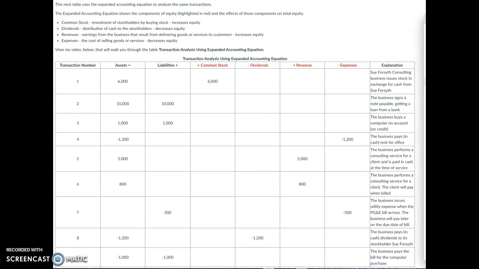Now let's break down what that means. Retained earnings is the profit earned by the business that is not distributed to shareholders. Let's break that down even further. Profit. Profit is the net income when revenues for the period are greater than the expenses. And dividends are distributions of profit. So retained earnings is revenues minus expenses minus dividends.